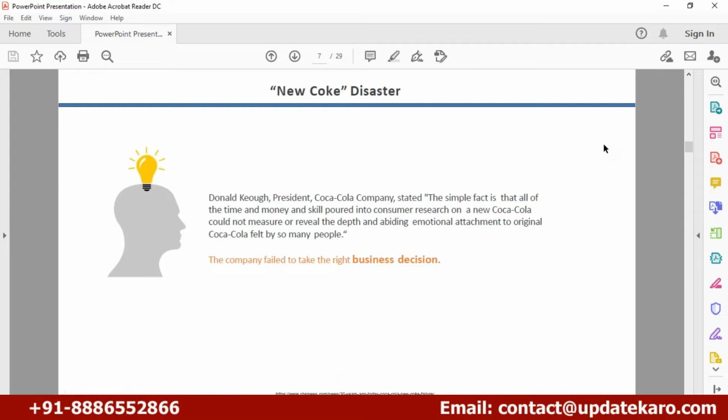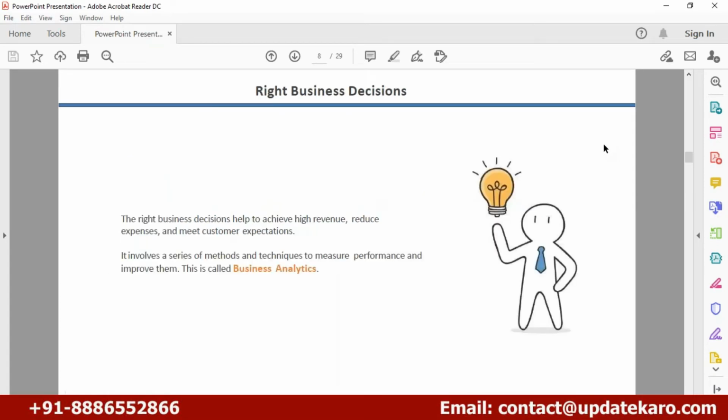So Donald Keogh, president of Coca-Cola Company, stated that the simple fact is that all of the time and money and skill poured into customer research on a new Coca-Cola could not measure or reveal the depth and abiding emotional attachment to the original Coca-Cola felt by so many people. The company failed to take the right business decision. Right? So they did not have complete data and they did not do detailed market research.